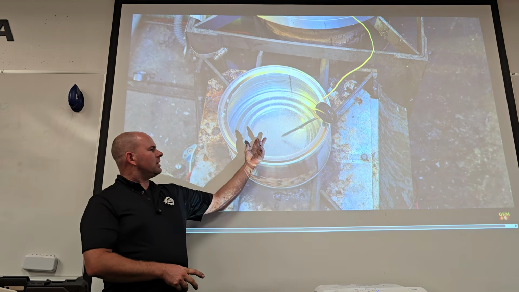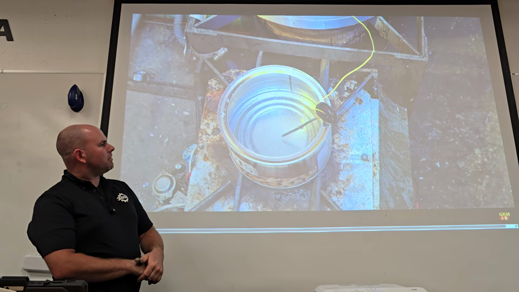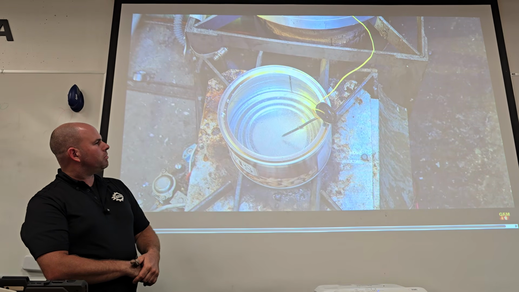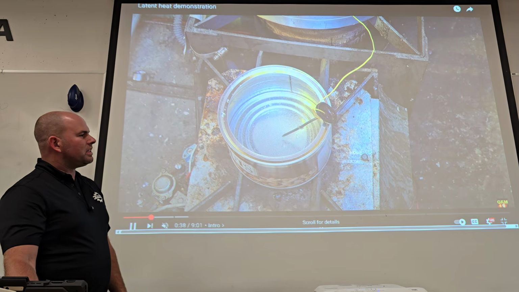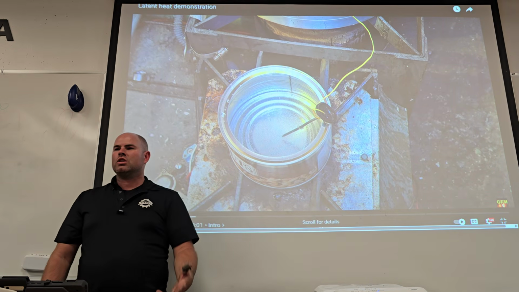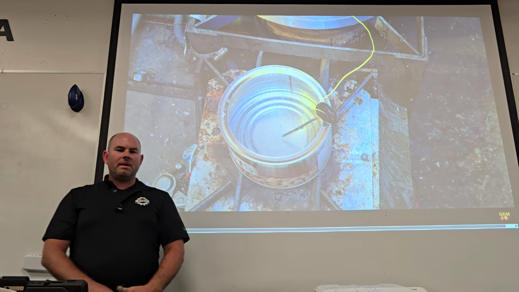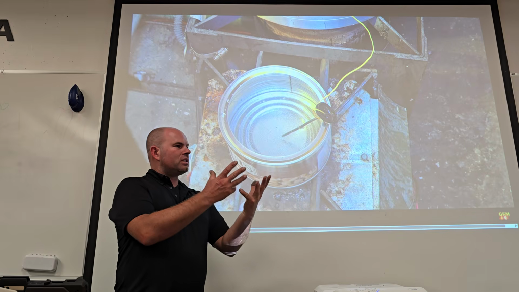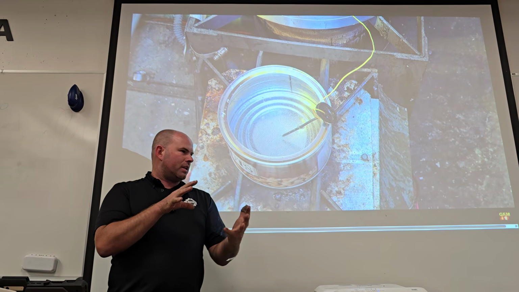Right here, you can see it's a can of water, and it looks like it might be starting to boil. Nah, I think that water's just dirty. It's under a 20,000 BTU burner. So there's a new term, 20,000 BTU burner. What's that mean? It means it can throw 20,000 BTUs at whatever it is you're trying to cook.